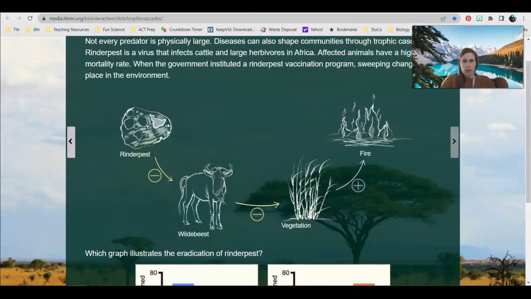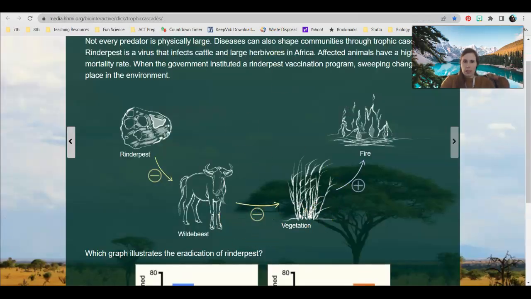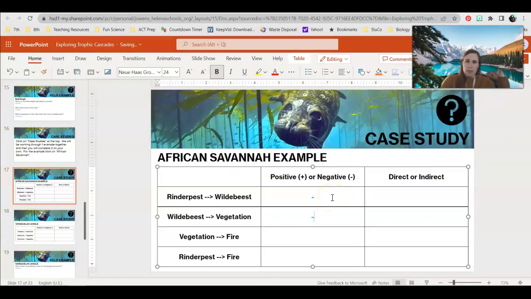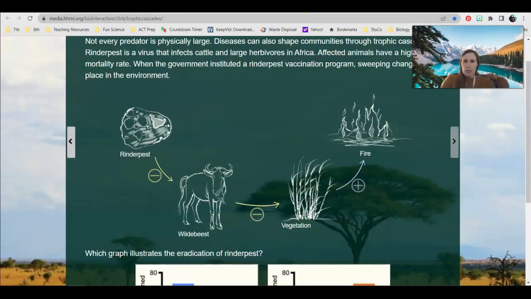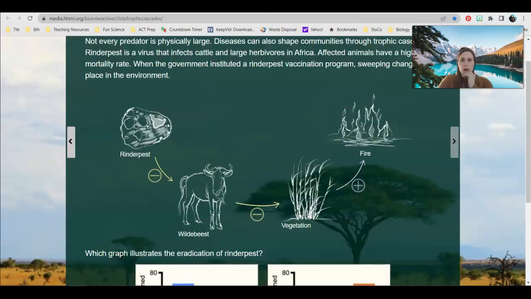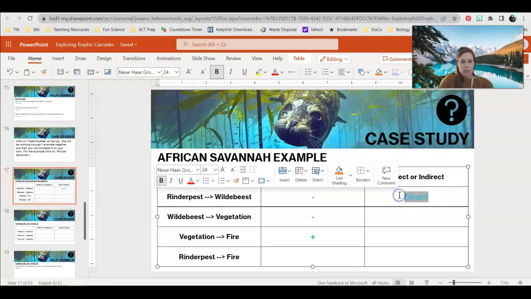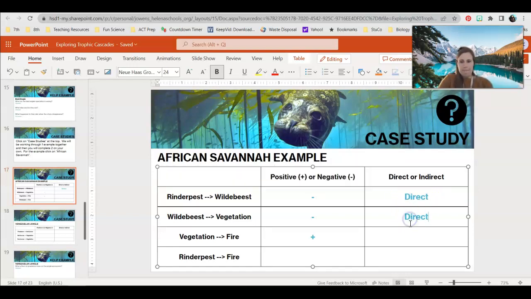The rinderpest to the wildebeest is negative. Okay, the wildebeest to the vegetation, negative. And the vegetation to the fire is going to be positive, so I would mark that in here. And then last but not least, we have this. So these are all solid arrows, so these would all be direct effects. So I would put direct in all of these. Okay, I'm just going to copy and paste.